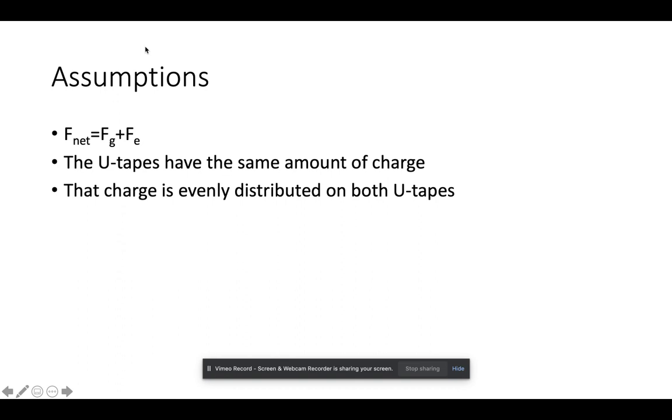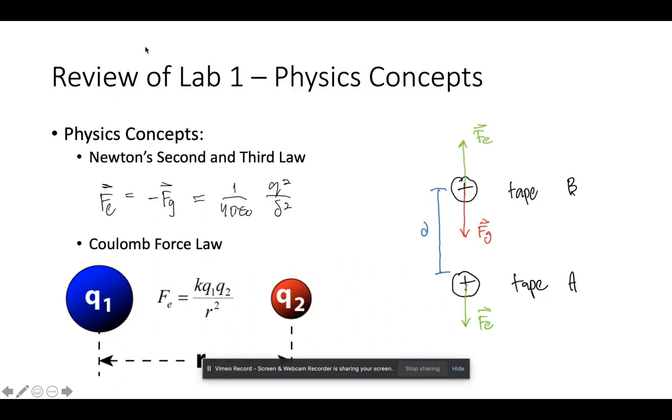We are making a few key assumptions, and the first one is that the force of gravity and the electric force are the only forces playing on tape B when suspended between the two books, so that is, we're ignoring air resistance. We're also assuming that the two tapes have the same amount of charge and that the charge is evenly distributed on both tapes.